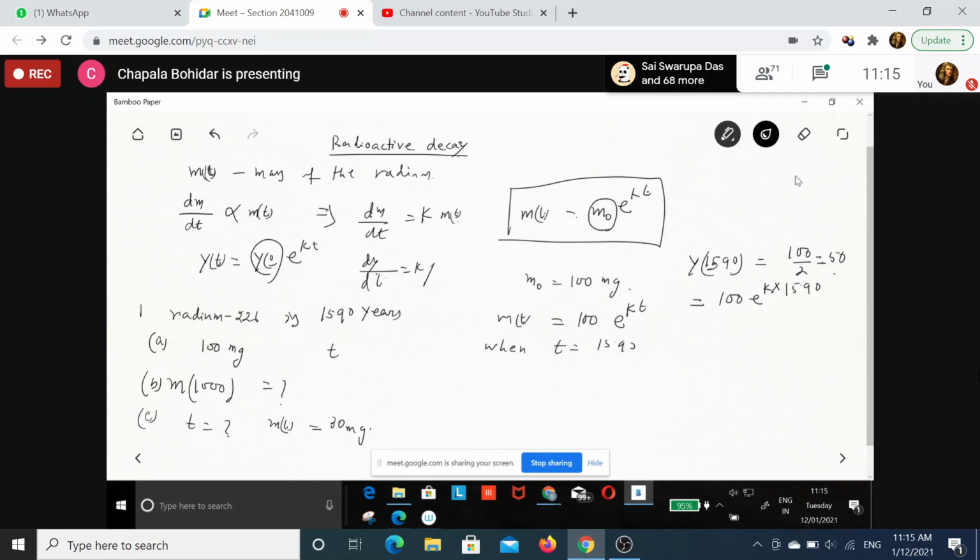All of you clear this point? When t is equal to 1590, it is half. Initially, when t is equal to 0, the mass is 100. At this point it is 100 by 2, so it is 50. So 50 is equal to 100 into e to the power kt, where t is this value.